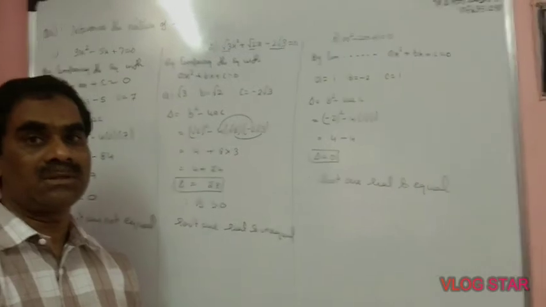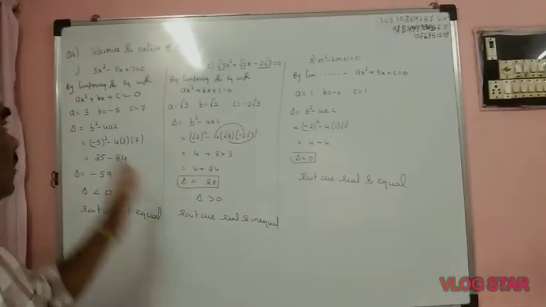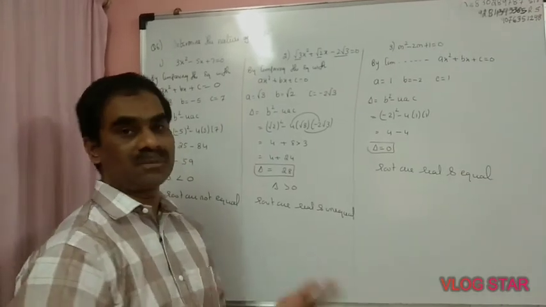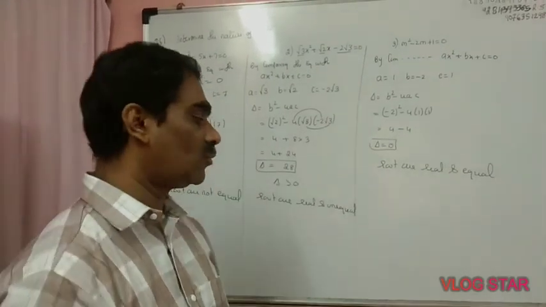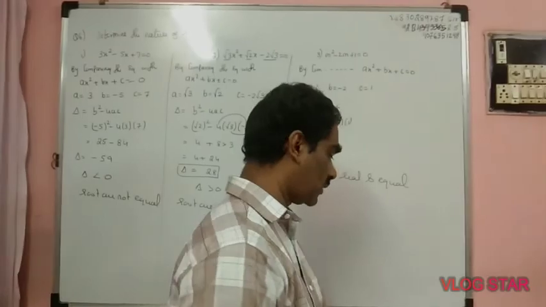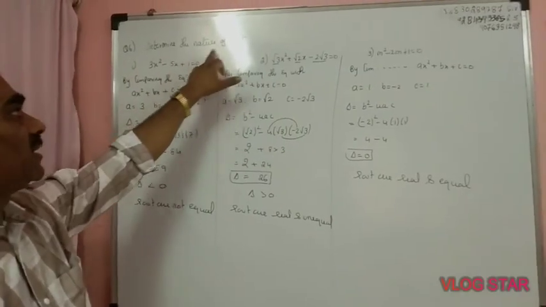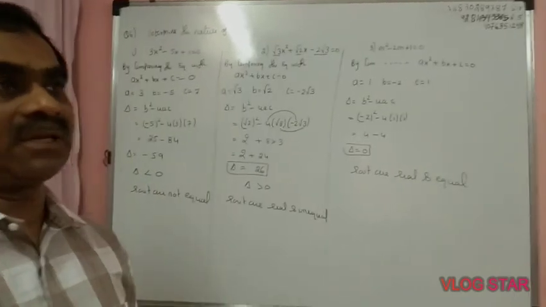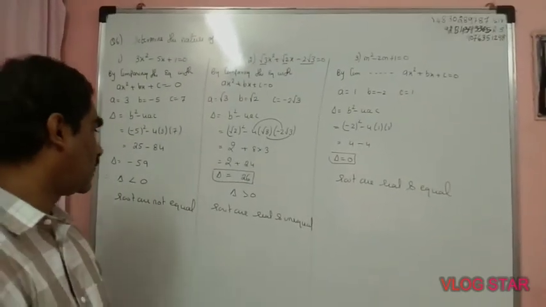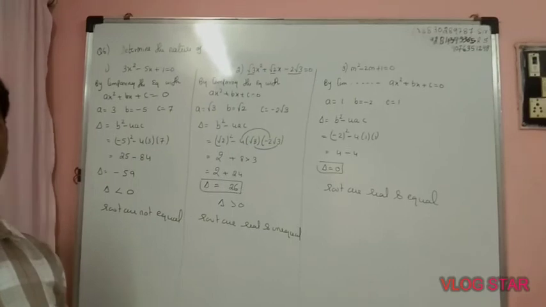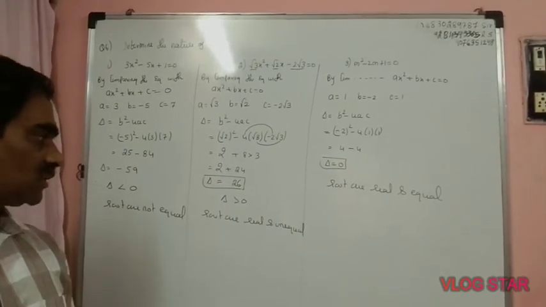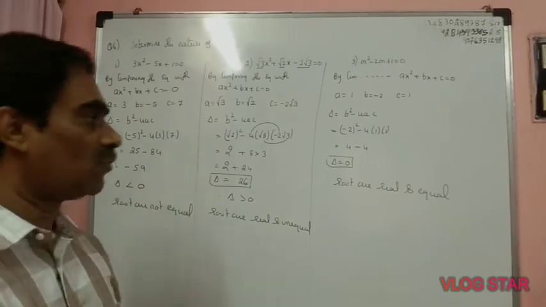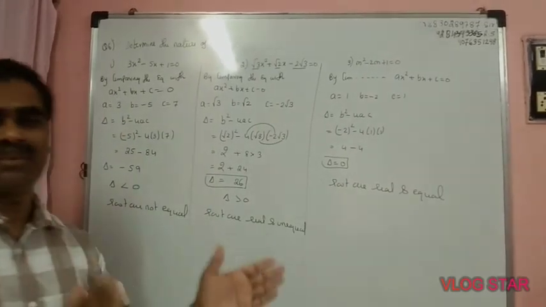So we have done what today? Second sum, third sum, fourth sum, fifth sum, and sixth sum. The next problem set, the other sums, we are going to do tomorrow. Question number 6: Determine the nature of the root. It means it can be 0, it can be negative, it can be positive. Correct? If negative, roots are not equal. If positive, roots are real and unequal. If delta is 0, roots are real and equal.